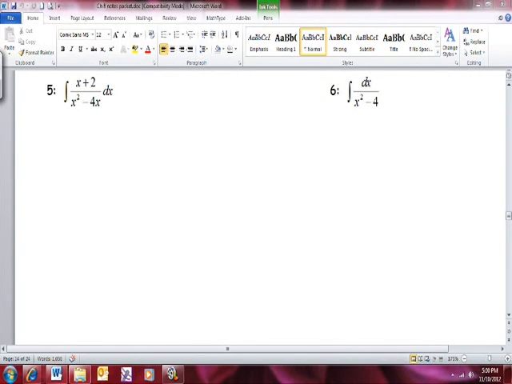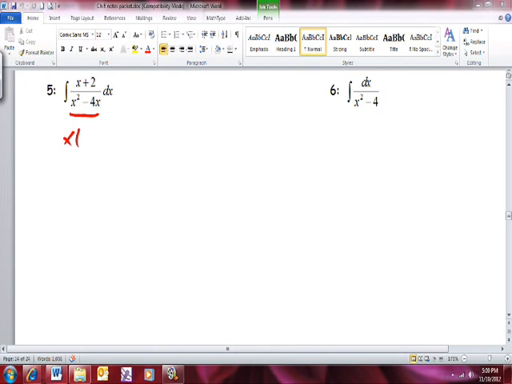Alright, in this section we're going to be talking about partial fractions. So the key for partial fractions is when you look at the denominator, if it looks like it can be factored, you want to factor it. Now if you can cancel with the numerator, that's fantastic, but if you can't, well, you can't.